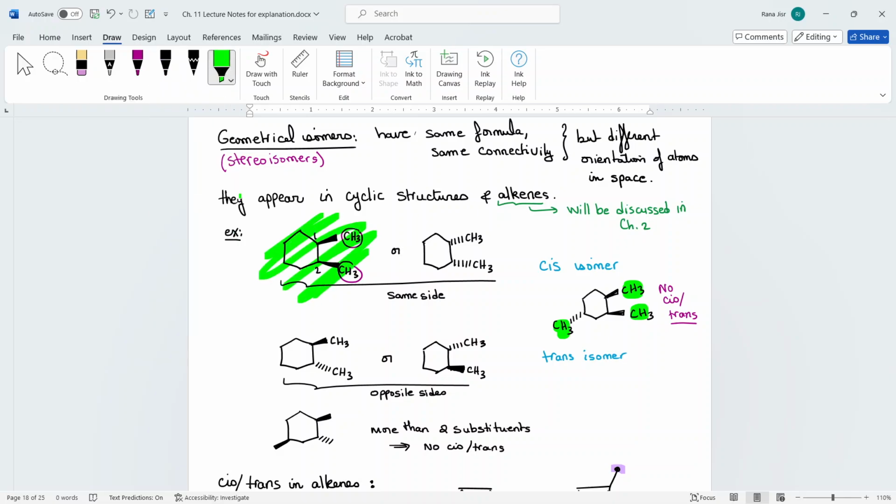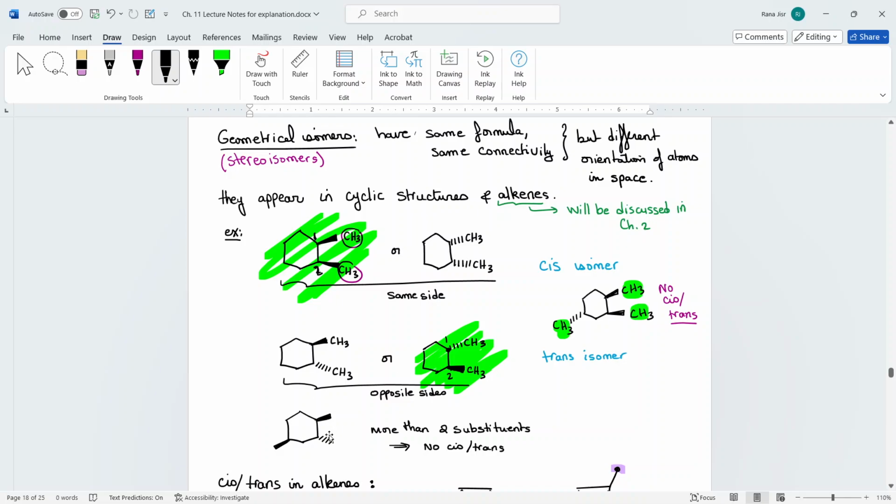So if I am to compare this structure here with this structure there, and I'm asked what is the relationship between them, then I'm going to take a look at them. See, this is connectivity 1, 2, and this is connectivity 1, 2 again. This is the same connectivity, but the orientation of the groups around the cycle is different. These two are on the same side, which is cis. These two are on opposite sides, which is trans. So I'm going to classify both of these as geometrical isomers.